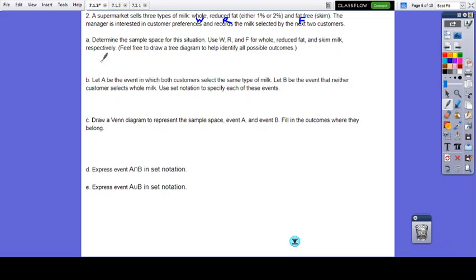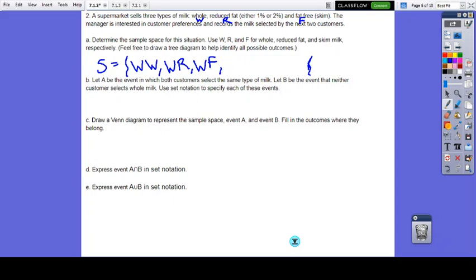Okay, so if I'm going to do the sample space in this case, the first customer that walks in can choose to have whole milk, and then the second customer gets to make a choice, and so I'm going to go with whole milk. Now the first customer could have also chosen whole milk, and the second one could have chosen reduced fat, and the first customer could have chosen whole milk, and the second one chosen fat-free. So that's kind of the way that we're going. Now those are all of the possibilities of the first customer choosing whole milk.